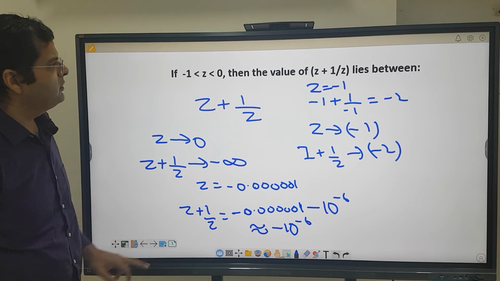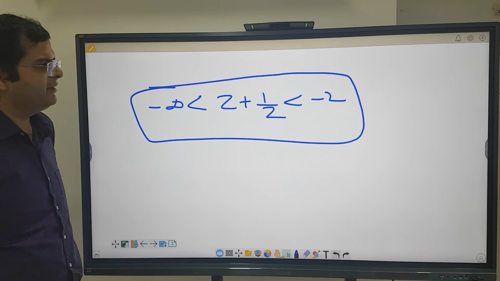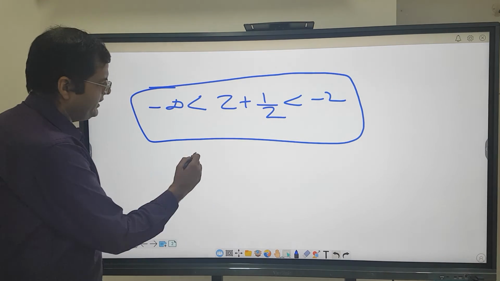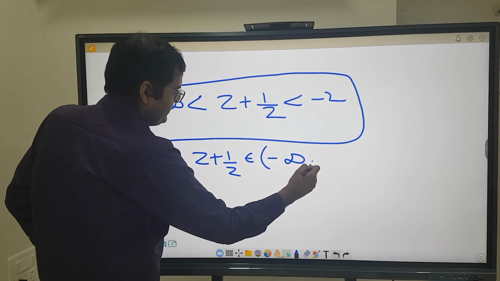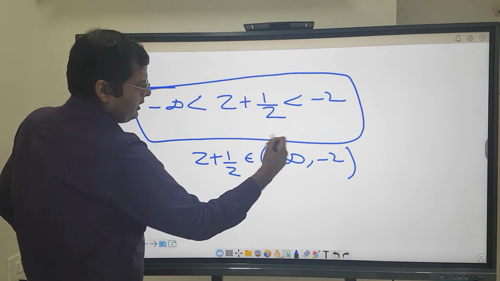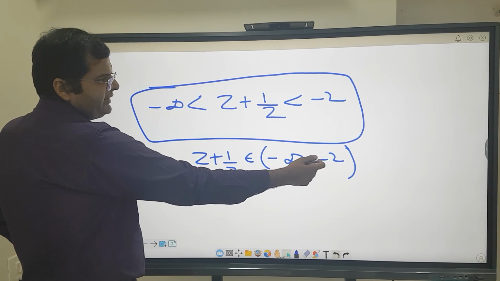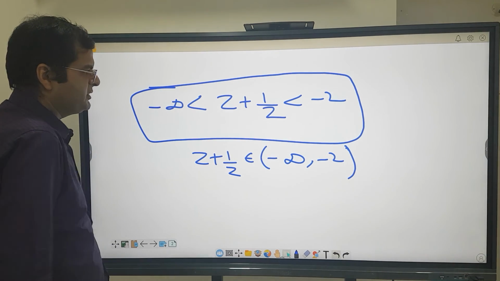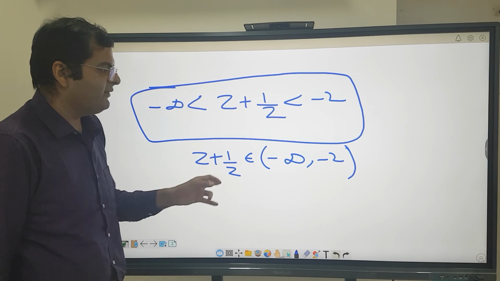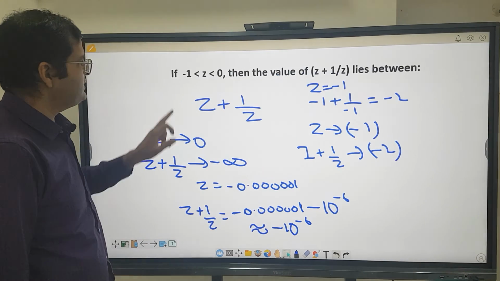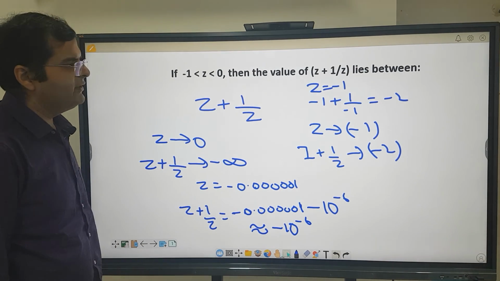So the value of z plus 1 upon z lies between minus infinity and -2, and you can represent it like this. It can also be represented as minus infinity to -2 with curved brackets. Curved brackets mean that minus infinity and -2 are not the values that this expression is taking. So it is approaching -2 and minus infinity, but it is never equal to -2. Why? Because z is also not equal to -1. So that's how we solve this question.